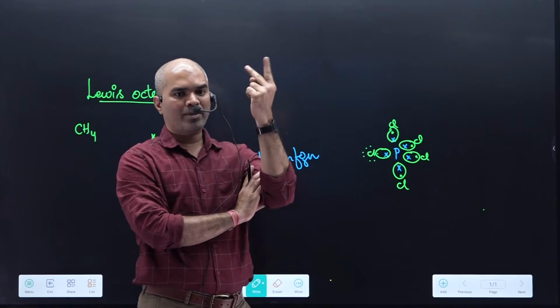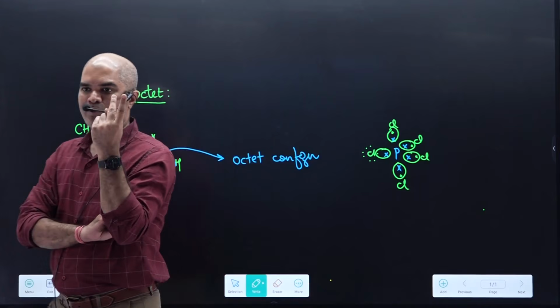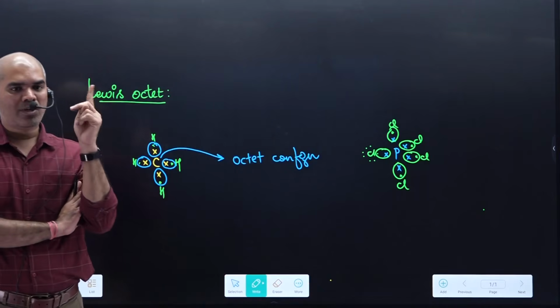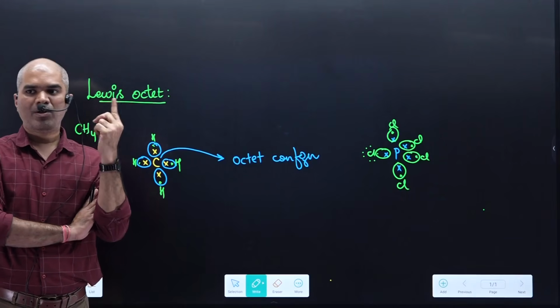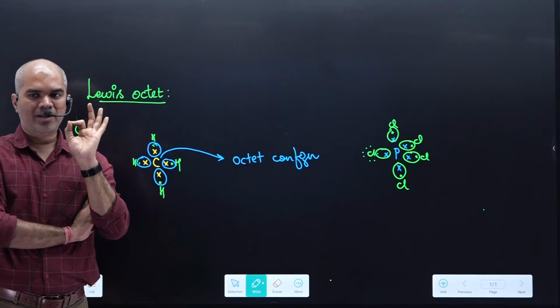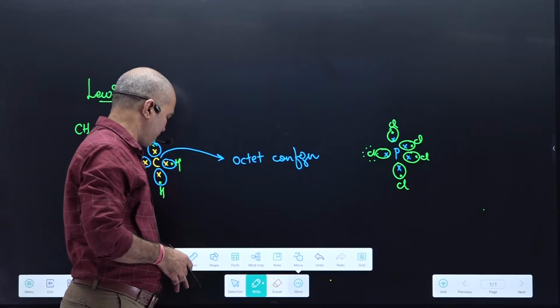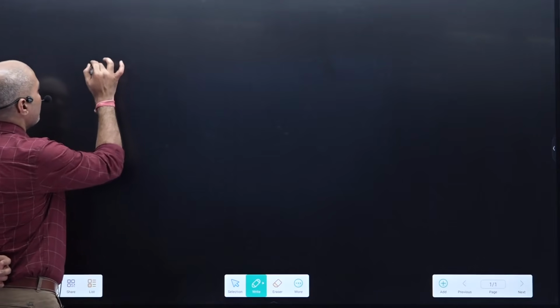That becomes a property. So the Lewis concept did not explain the geometries of the molecules and could not explain why some molecules are stable though they don't obey octet configuration. For this reason we are choosing a new theory. That theory is called VSEPR theory.